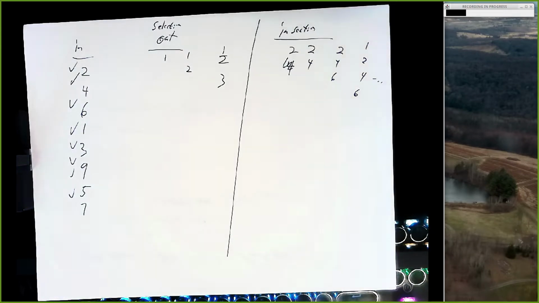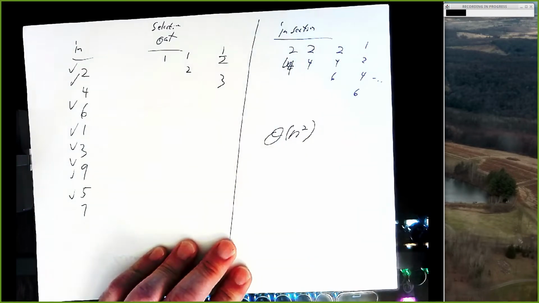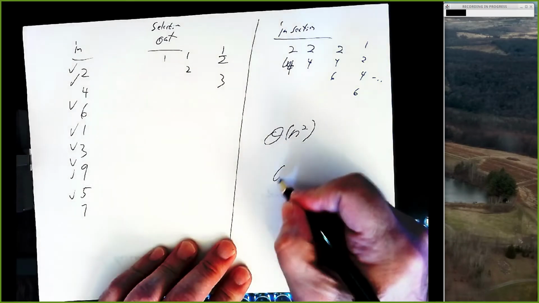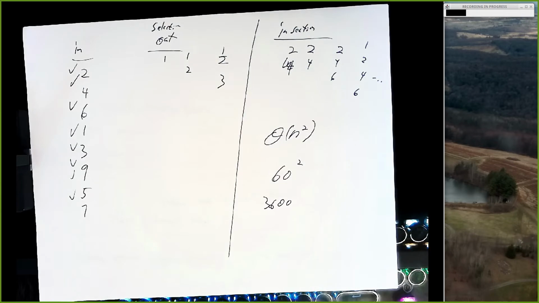If I have 60 students and I'm trying to alphabetize them so I can enter grades into something, what does an order n squared mean? Right, 3,600 operations I'm performing just to alphabetize those papers. That's a lot of work. If I could do one paper a second, that's an hour just to alphabetize.